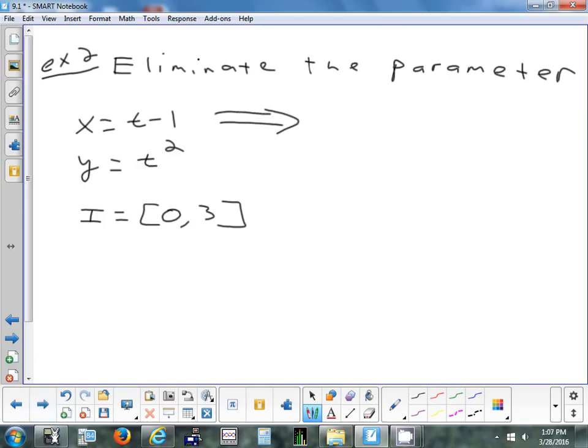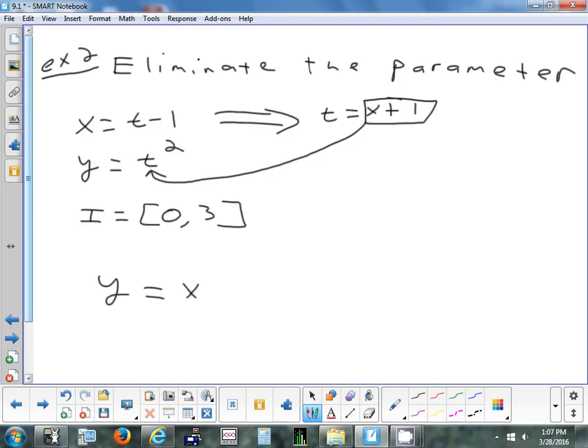Okay, so step 1, solve your x equation for t. Evan, what will t equal if we rearrange this top equation? X plus 1. Yep, x plus 1. And DJ, what do I do with that x plus 1? You plug it into y. Plug it into the y equation for t. So my new equation will become x plus 1 squared. Perfect. Okay, so that's half of it. We have the equation.